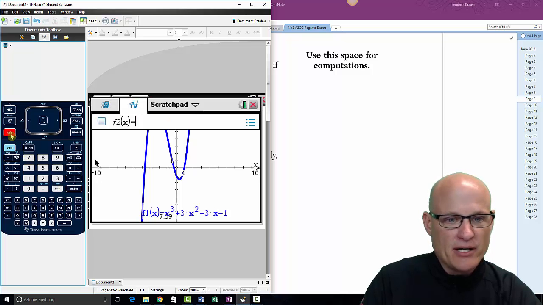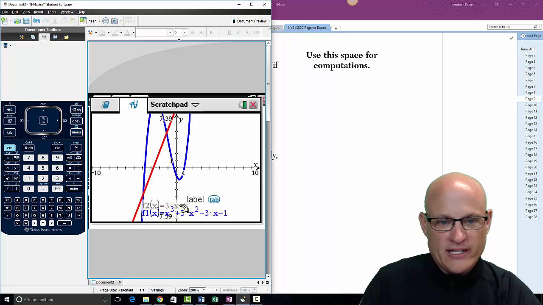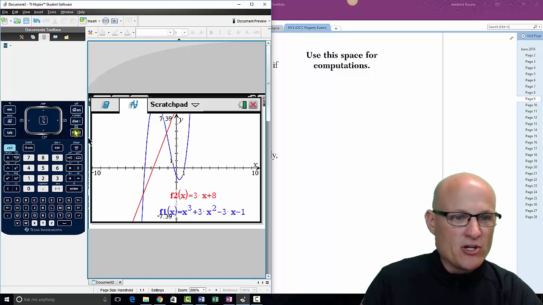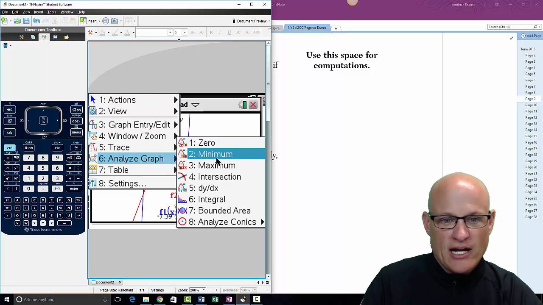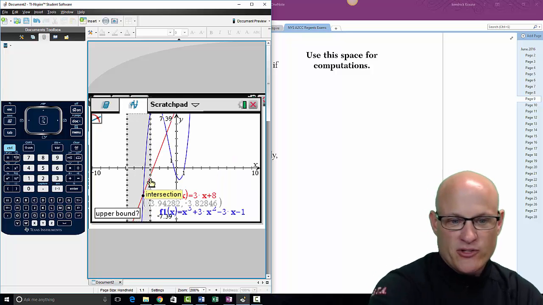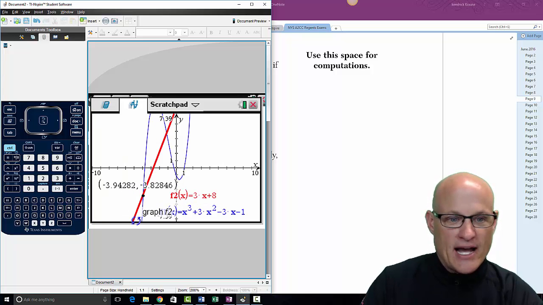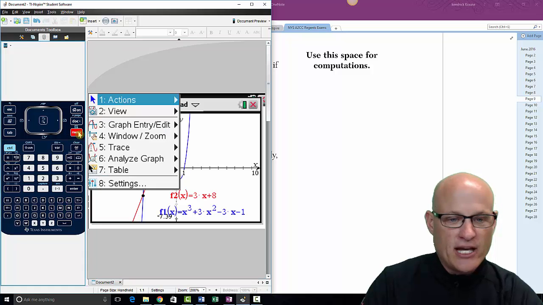And then type in, hit tab, and type in 3x plus 8, hit enter. Notice at least two of these points are pretty easy to see. If you go menu, analyze graph, intersection, get on the left side, click here, and you'll notice this one down here. If I click on that, that's negative 3.9. There's your negative 3.9.